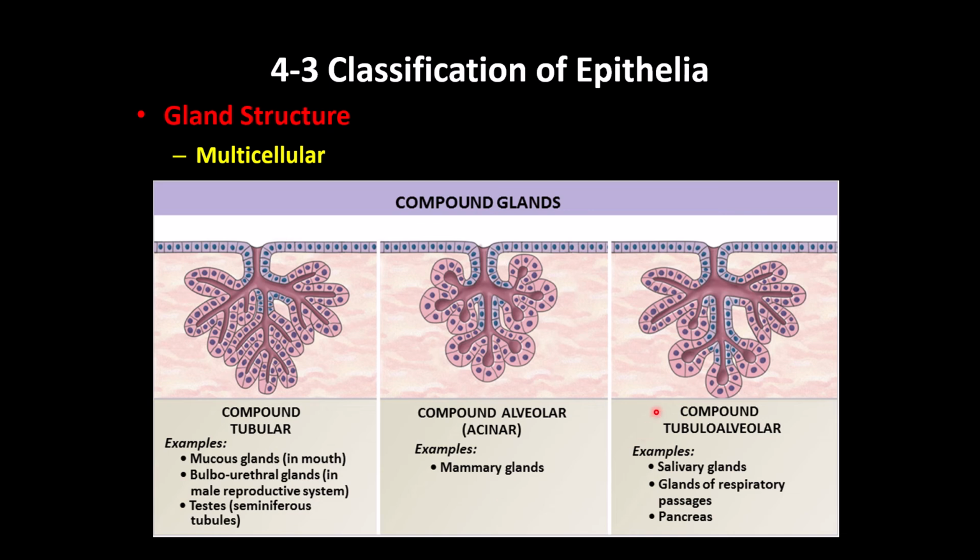And then there is compound tubular alveolar, which is a mix. Some of them are elongated, some of them are spherical, so it's a mix of the two, and they drain in a common duct. You see that in the salivary glands that produce saliva, for example in the mouth, and you see it in the respiratory system and also in the pancreas.